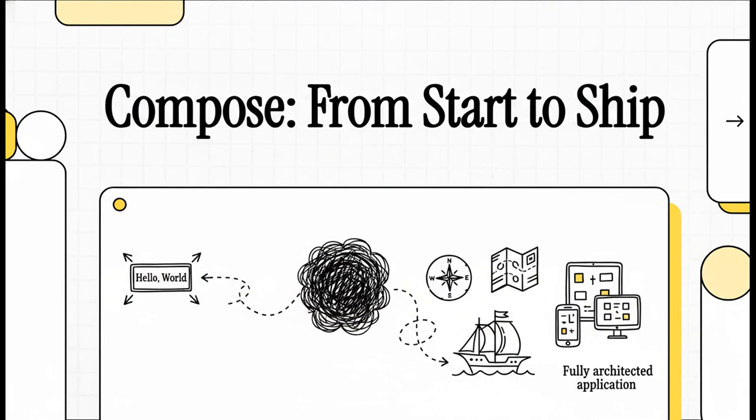So, you've just wrapped up the Hello World tutorials for Compose Multiplatform. You get the basic building blocks, you know how to put a button on the screen. But what now? That leap from a simple component to a real, fully architected shippable app can feel like you're trying to find your way through a super dense fog. Well, think of this explainer as your map.